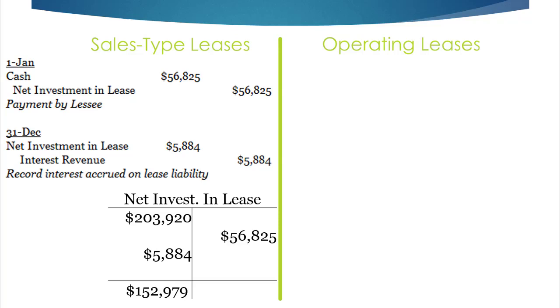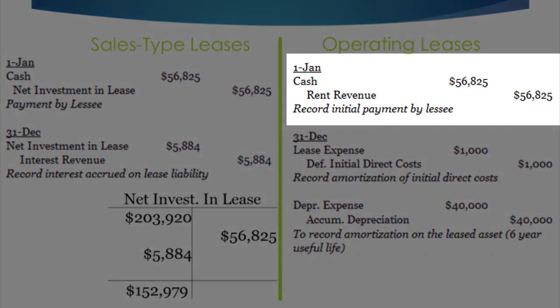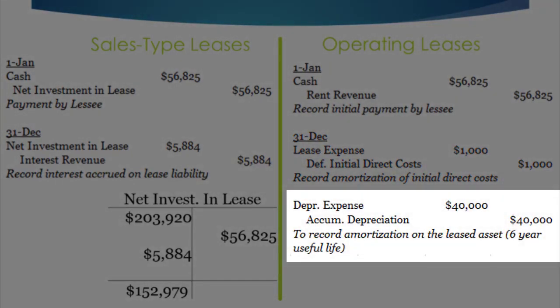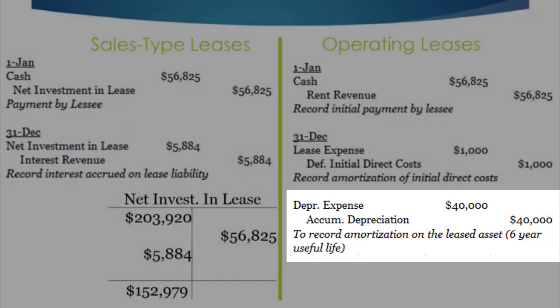1 and 2. These entries don't change if we use straight line depreciation. So sure enough, there's our cash coming in, but now it's rent or lease revenue. Then we show our lease expense and amortize away $1,000 of those deferred initial direct costs. And finally, we have our depreciation expense or accumulated depreciation. You can also call it amortization if you want to, but it ends up being that same $40,000.